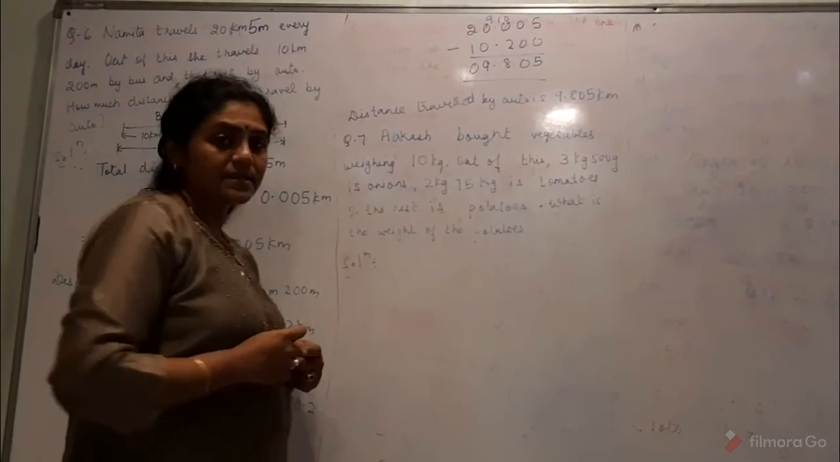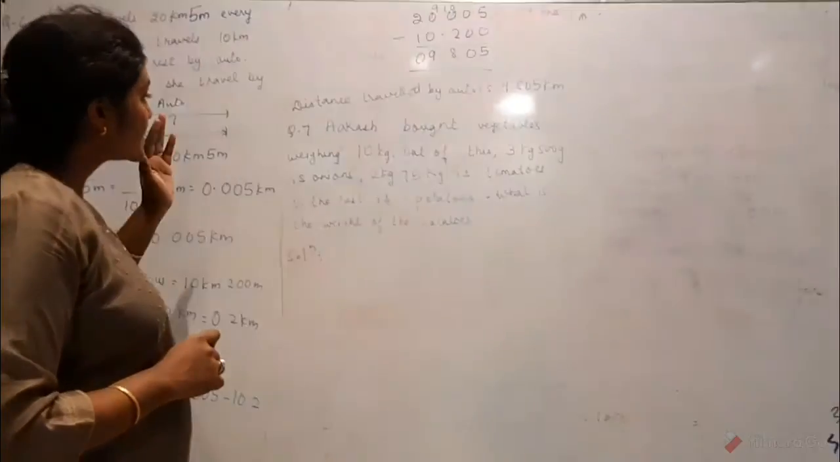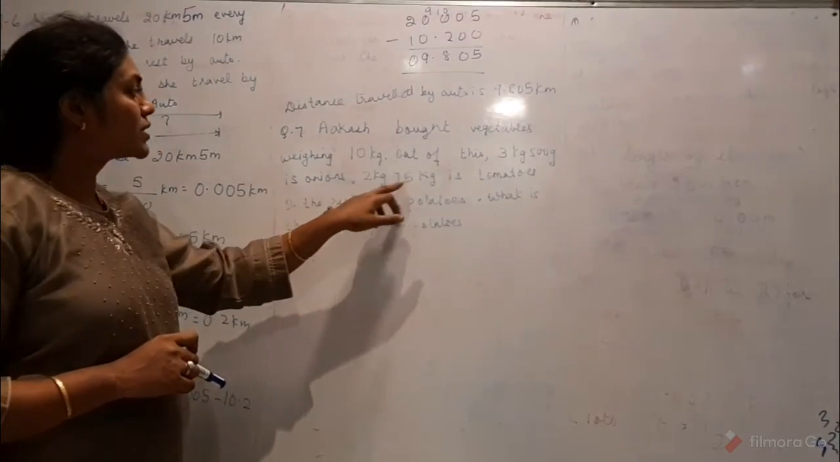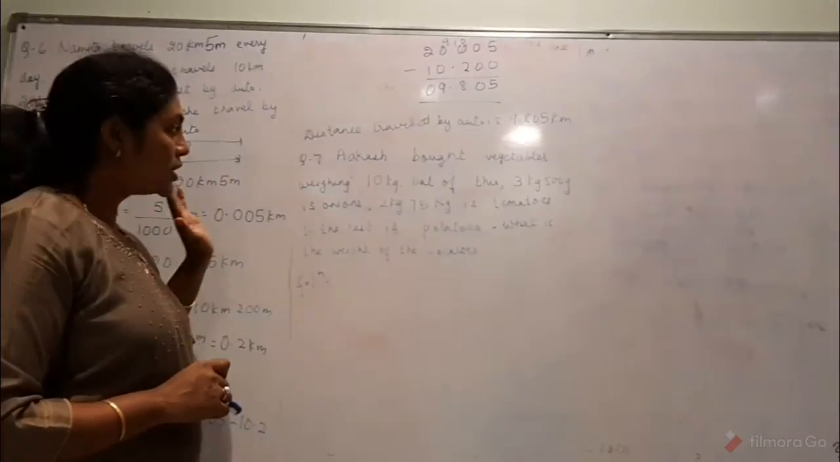Now Akash, question 7. Akash bought vegetables weighing 10 kg. Out of this 3 kg 500 gram is onion, 2 kg 75 gram is tomato, rest is potato. So how will you do it?